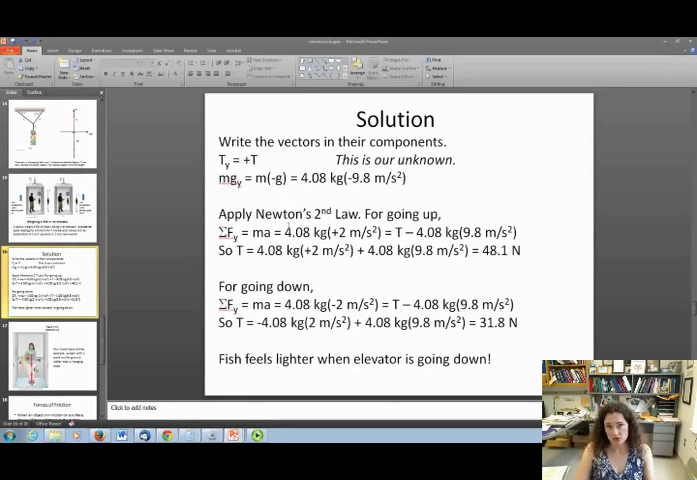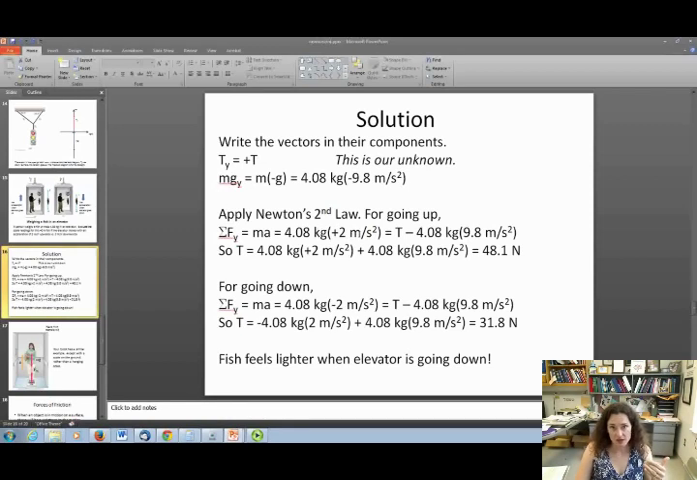Now I'm going to apply Newton's second law. Newton's second law says that the sum of the forces acting on an object is equal to the object's mass times its acceleration. I have that written out here in mathematical terms. The sum of the forces in y, in this case, acting on it, is going to equal the mass times the acceleration. That acceleration will be in the y direction. Okay? If the elevator is moving upward, then the acceleration in the y direction is plus 2 meters per second squared. And then I multiply that times 4.08 kilograms, which is the mass of my fish.